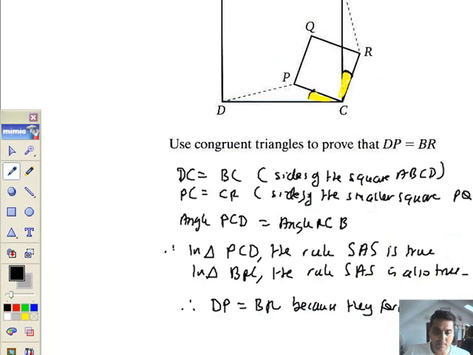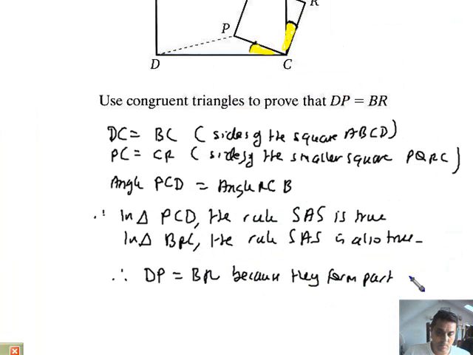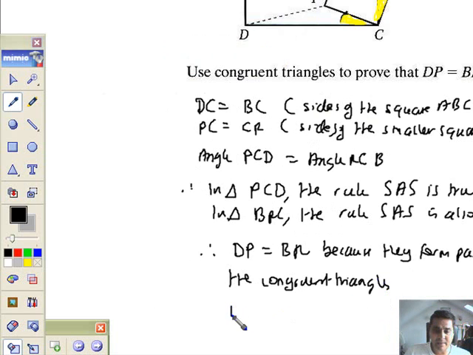Therefore DP equals BR because they form part of the congruent triangles. And let's just name them again. DCP and RBC respectively. Alright, so I'm saying that's part of that and that's part of that.